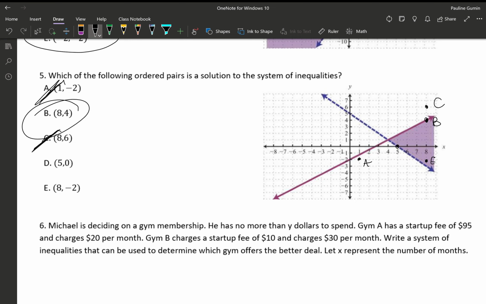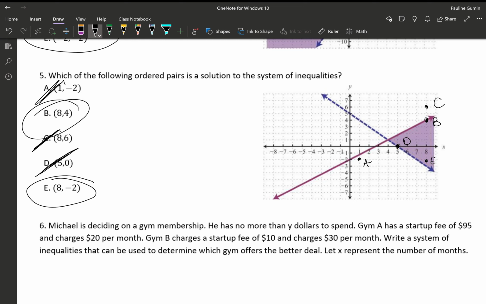(5, 0). It's on the dotted line. Can't use it. And letter E, which I forgot to erase from my original. Here it is. It's right in that shaded area. It's one of our solutions.